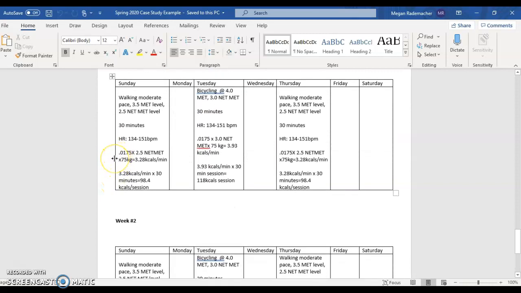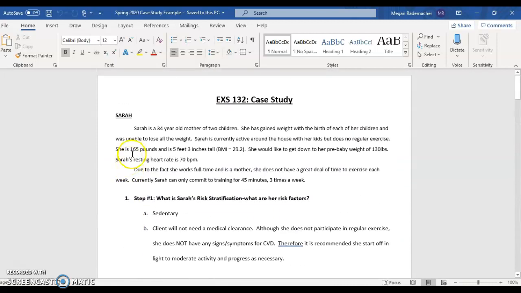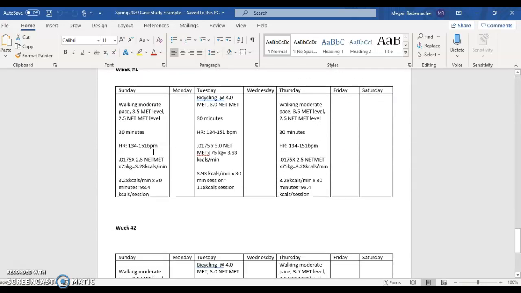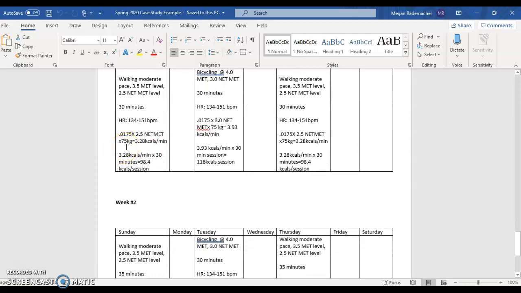So then I'm going to actually do the math and find out how many calories my client is going to burn during this activity. So I'll use that 0.0175 equation times my net MET level times my client's kilograms. It said that Sarah was 165 pounds. So to get that into kilograms, we're just going to divide by 2.2. So Sarah will burn 3.28 calories per minute. I want to know how many calories she's burning in my 30-minute session, so 98 calories.